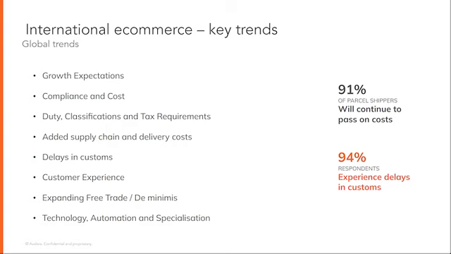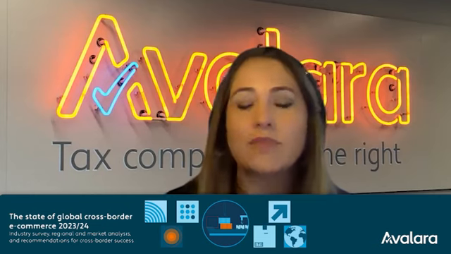Going a bit more into detail here on the international e-commerce, what are some of the things really to look at? Two big stats that we drew out of the report is that 91% of parcel shippers will continue to pass on those costs. And 94% of respondents experience delays in customs. That is a really big number if you're looking at how many people are purchasing cross-border. So I think a lot of it, and I'll talk about that in a bit, is really what are causing some of those issues when it comes to customs delays, and how as a business can you support that?